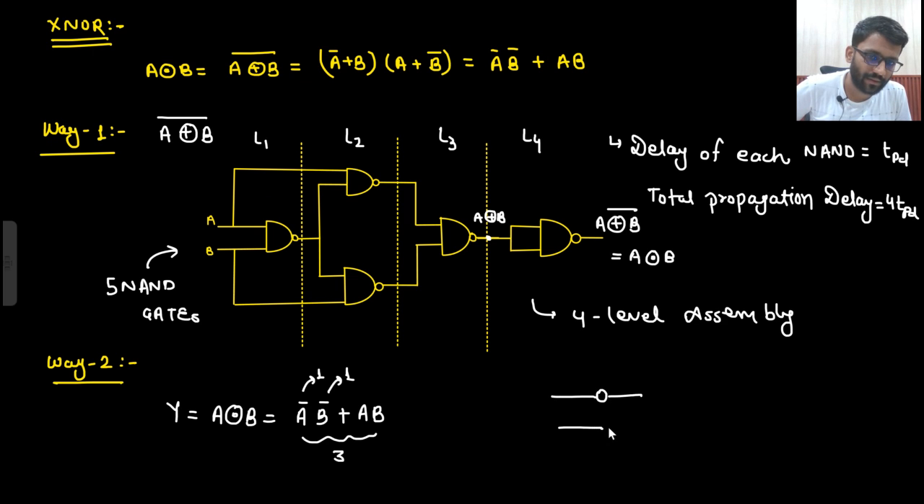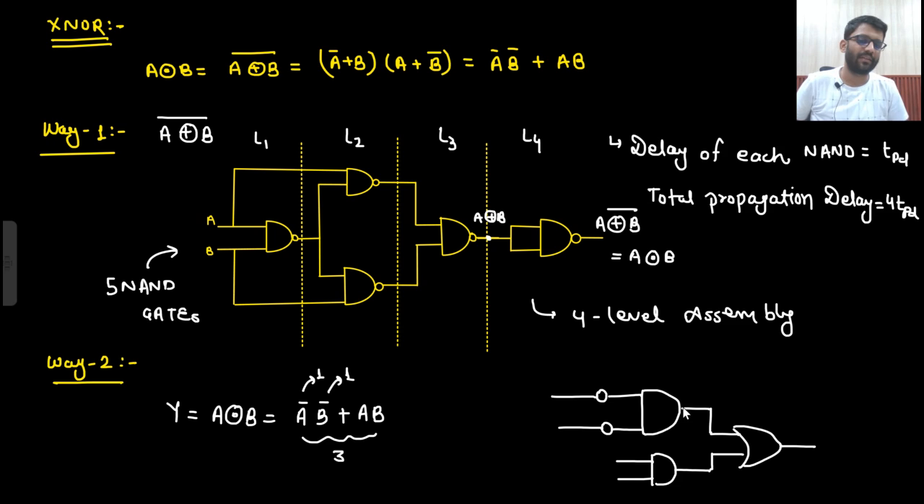A bar, B bar, and then multiplication, and then AB, A into B, and then what is there? Then there is addition. Right? So here if I implement one bubble, another bubble I have to implement. One bubble here, another bubble here. 1, 2, 3, 4, and 5. This is A, B, C, D. So the answer is 5. So this is the answer.